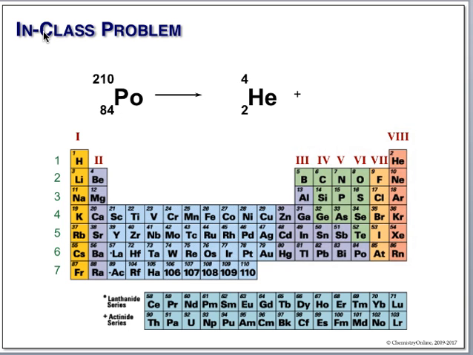Polonium also decomposes, loses its alpha particle, which can be very, very toxic. Polonium is actually the most toxic of the alpha emitters. It would lose 2 protons and 4 mass units to form 82, and it's back to our friend lead. Any questions?